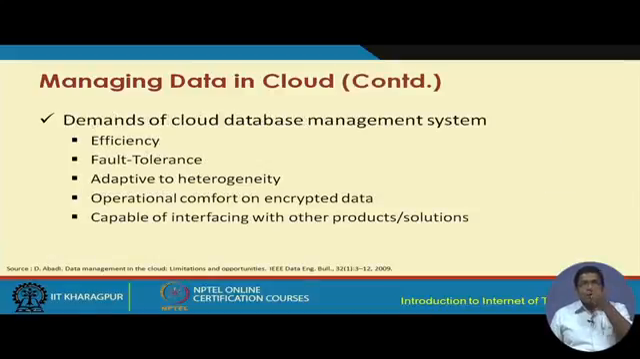The demands of a cloud database management system include efficiency, fault tolerance, adaptivity to heterogeneity, operational comfort on encrypted data, and the capability of interfacing with different products and solutions. Each of these is quite explicit and understandable, so we do not need to dig into them in further detail.